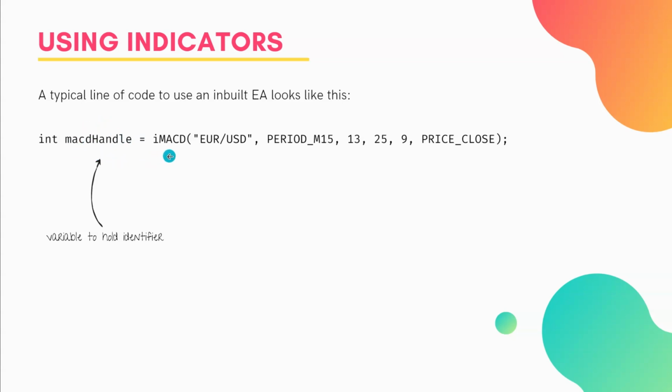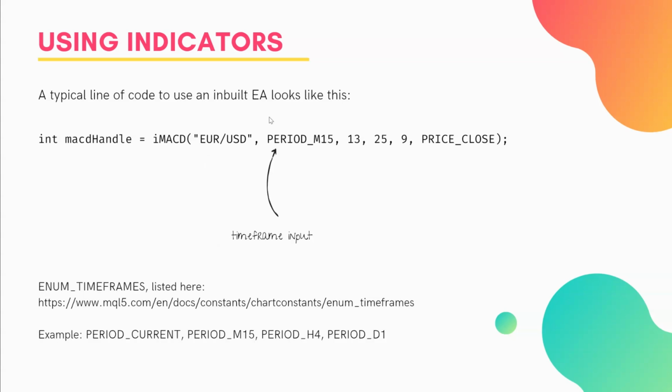So we need to create a variable and give it a name so that we can remember what it is. We then use the inbuilt function iMACD, which is the name for the moving average convergence divergence indicator in MQL5. We then have to put in the symbol that is being used. As an example, I've used EURUSD. That's a string variable, so we need to put it in double quotes. We've then got the time frame input, which uses an integer, but it's actually enumerated to make it easier. In this case, I've used period M15.